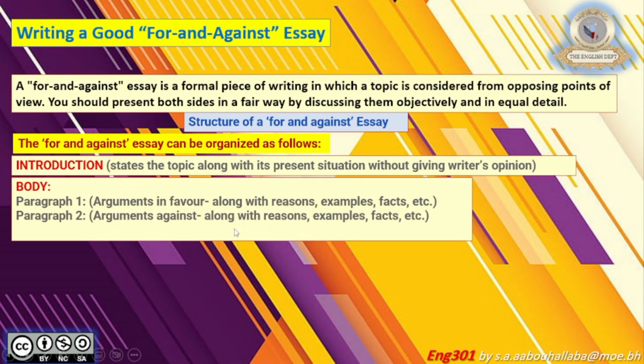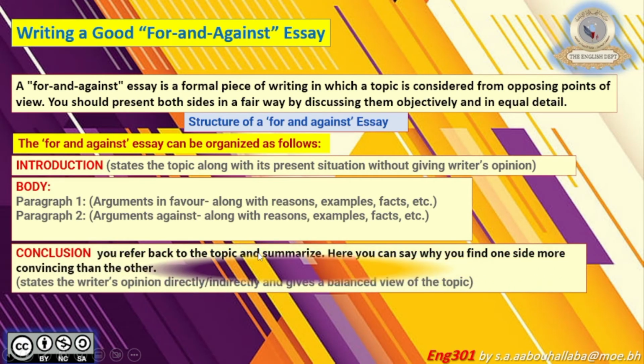In the body paragraph, you need to write 2 paragraphs. Here you are going to write the arguments in favor or the arguments for. You are going to write the arguments against or the arguments not in favor, and here you need to support those arguments by giving reasons, examples, facts, etc., statistics, and so on. And finally, you will come to the conclusion, where you are going to refer back to the topic and summarize. You give a summary of the topic in general.